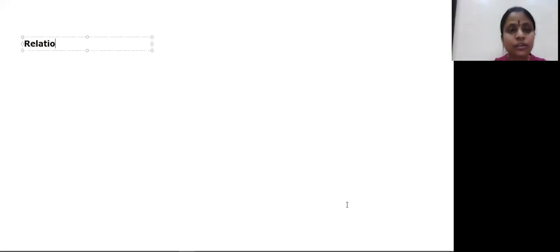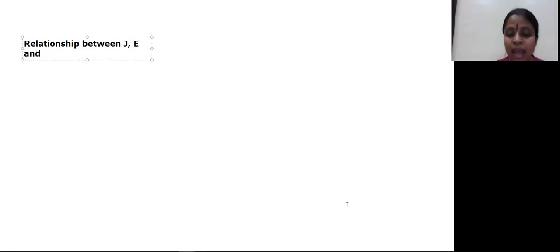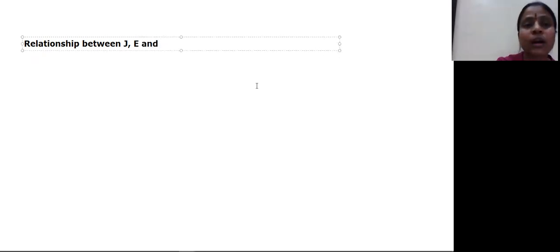The next thing I would like to do today is the relationship between J. Do you remember we did J in the previous class, children? J is current density, that is current per unit area. So I'm going to try and see if I can derive a relationship between J, E, and sigma. What is sigma? I just now told you, sigma is nothing but conductivity. So what am I going to do now? I'm going to try and find a relationship between J, E, and sigma.